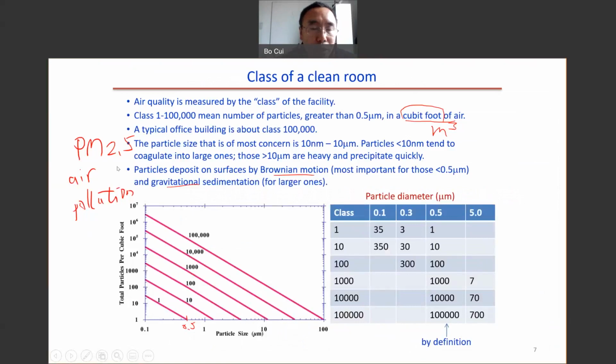This is the air pollution. It's also about the particles. But here is the mass. How many grams? So here's how many numbers. Here's how many grams.